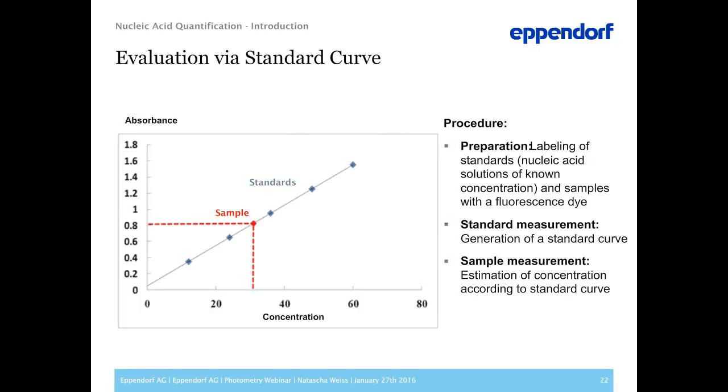Evaluation of such an experiment is not done by a factor, but using a standard curve. Therefore, nucleic acid standards with a known concentration as well as the samples are labeled with a fluorescence dye. The standards are measured in order to generate a standard curve. Afterwards, the concentration of an unknown sample is calculated by comparing the intensity of the emitted light with the standard curve.